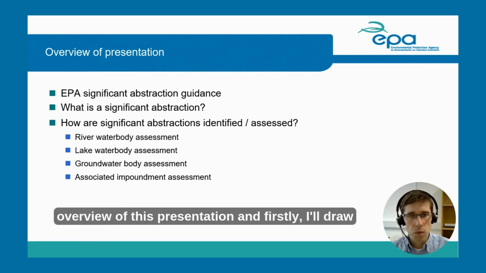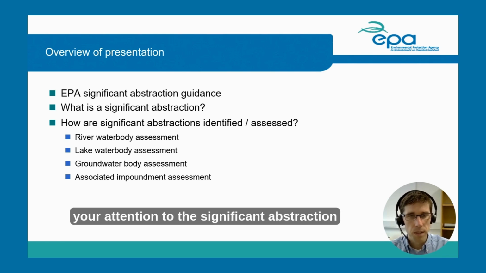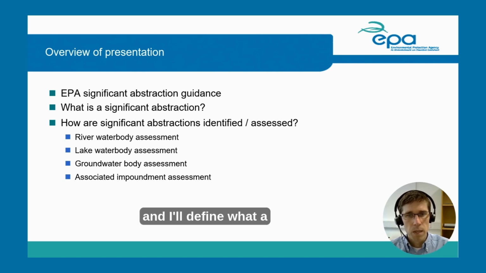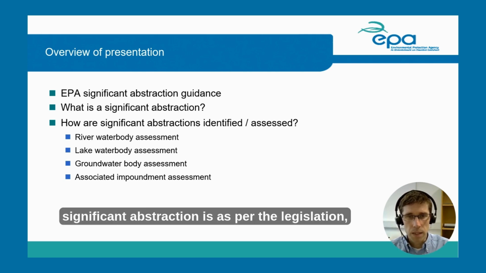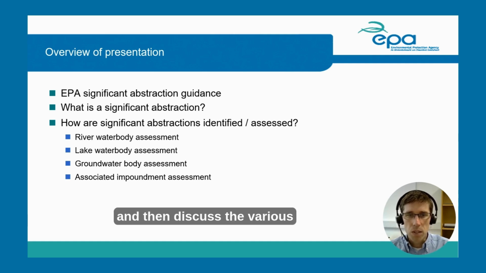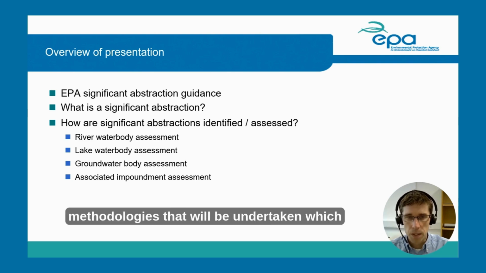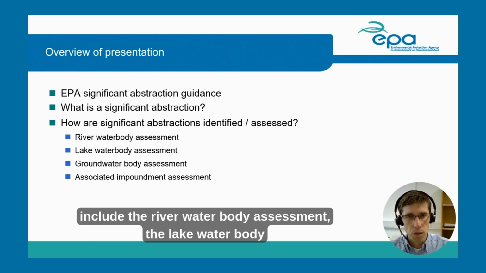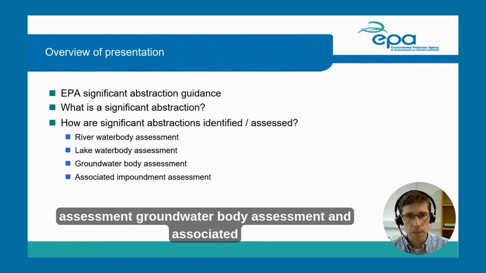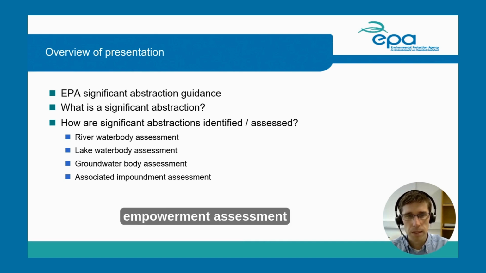Very quickly, just to give an overview of this presentation. Firstly, I'll draw your attention to the significant abstraction guidance that the EPA have produced. I'll define what a significant abstraction is as per the legislation, and then discuss the various assessment methodologies that will be undertaken, which include the river water body assessment, the lake water body assessment, groundwater body assessment, and the associated impoundment assessment.